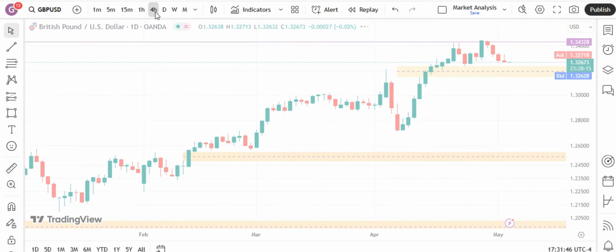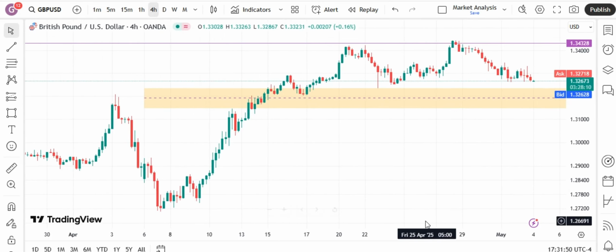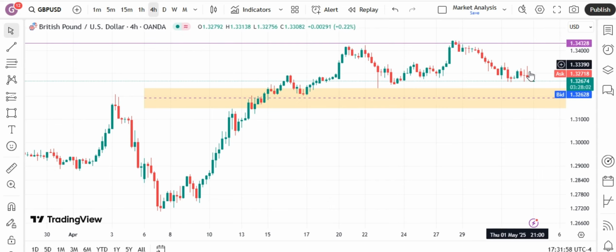Okay, 4 hour time frame. Let me see if there's any. If it starts to go up, measure the wick from this high to the low it creates before it starts to go up.